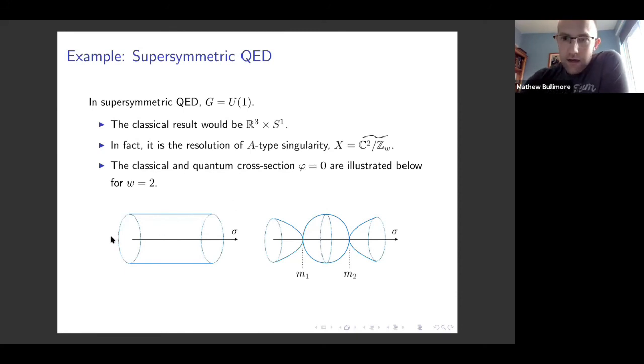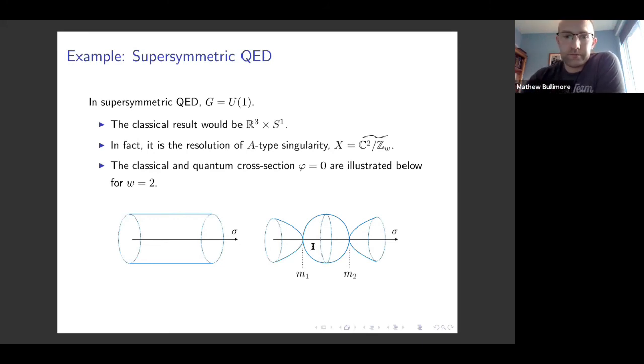In this case, what I'm plotting here is the real scalar sigma running from left to right. And then this circle is the thing that would be parameterized classically by the dual photon. So on the left, I've got the classical picture. This section is just the real line times a circle, or a cylinder. What the quantum corrections are doing is, at the values of the masses of the hypermultiplets, it's causing the circle fibers to shrink to 0 size.